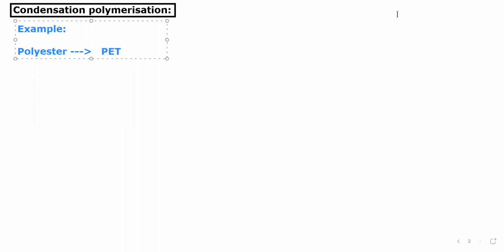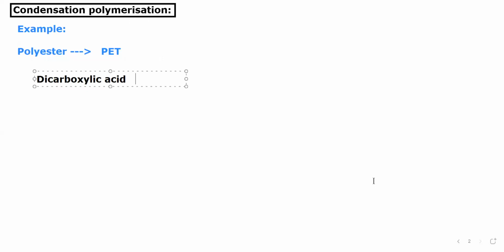Yes, so here in condensation polymerization, we have another example of polyester. Polyester, PET, this is a typical polyester. And how it is going to be formed, there are going to be two monomers, since this is condensation polymerization. So how it is going to occur, let's see this. Let's have dicarboxylic acid. When I say dicarboxylic acid, it means I'll have two acids.